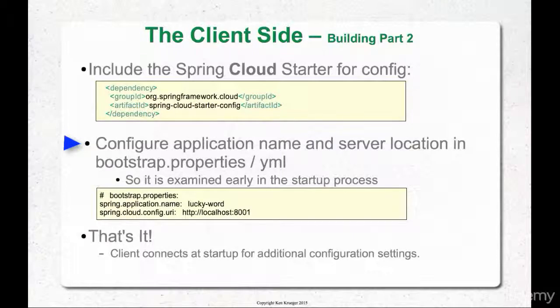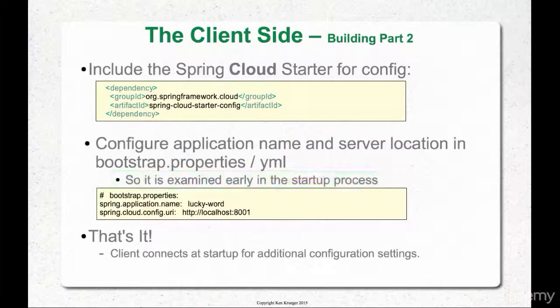Next, there are two properties which we need to configure as soon as the server starts up: the name of our application and a location of the config server. Because these need to be loaded early, we will put these in the bootstrap properties, or YAML file if you prefer to use YAML. Now in Spring Cloud, what actually happens is that the application context is initially loaded by using the bootstrap properties, or YAML file, and it connects to the configuration server to obtain additional properties, and then these values are used to control a separate application context that is loaded using the application properties, or YAML file.